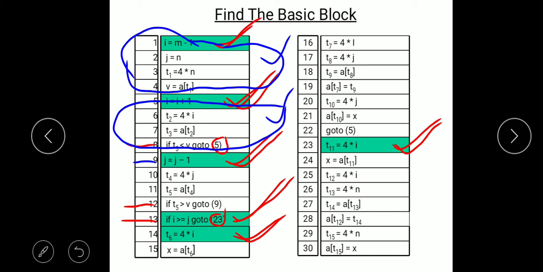What would be the next basic block? This one. A basic block contains a leader and all statements that follow it up to just before the next leader statement. And what would be the next basic block?